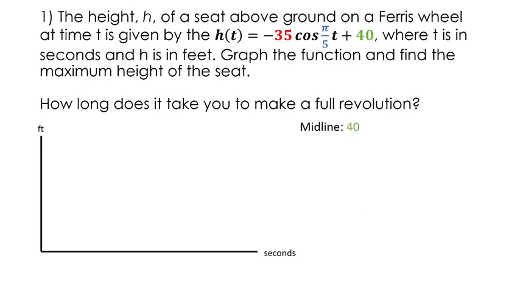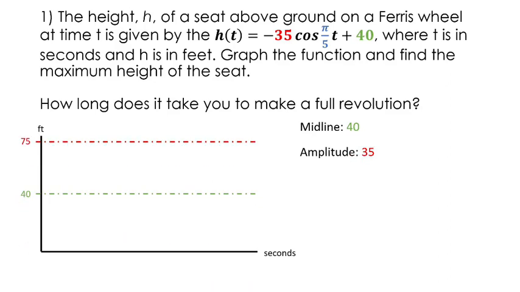So the first thing to recognize is that this value right here is our midline. That's the value that our function is going to go above and below. Then the amplitude here is going to be 35. This a value right here, we call it the amplitude. That means we're going to go 35 units above it all the way up to 75, and 35 units below it all the way down to 5. So even this early, we're able to answer this question. If it says find the maximum height of the seat, it's going to be 75 because we had a midline of 40 and then we went 35 feet above it.